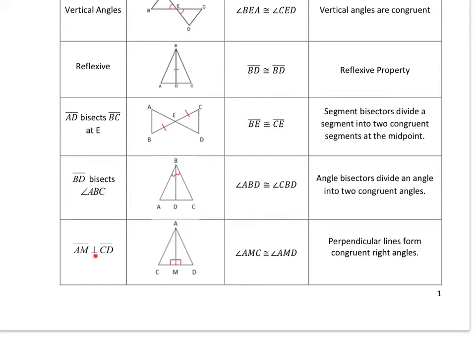Then last but not least, we have this upside down T. Upside down T means perpendicular. And perpendicular lines give us right angles, which you can see marked up here. Those right angles. We state that they are congruent, and then the reason is that perpendicular lines form congruent right angles.